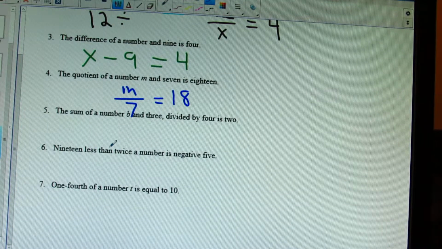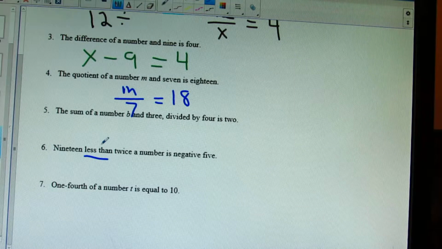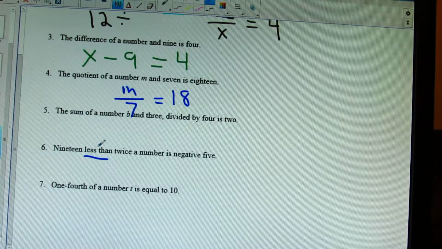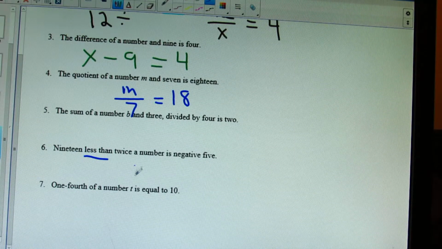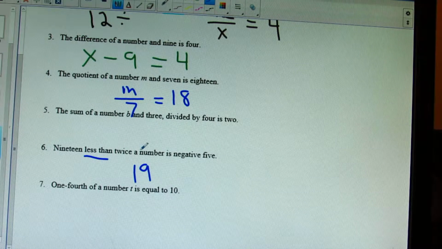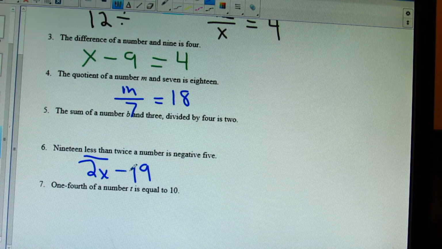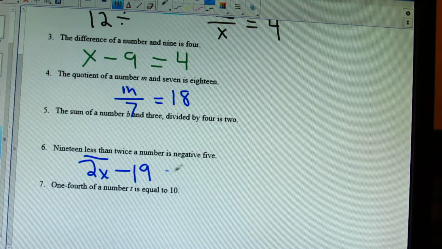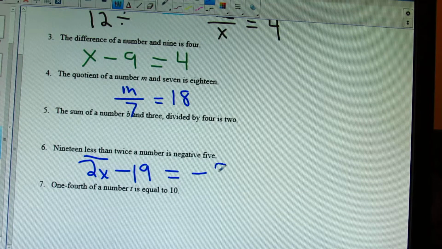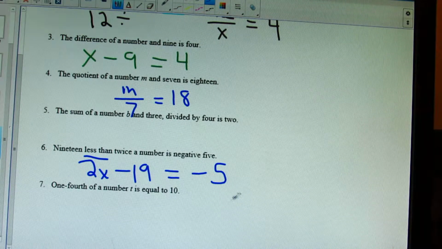19 less than. Less than is a tricky phrase. Less than means switch the order of the numbers. 19 is going to go last. 19 less than twice a number. Twice means 2 times a number, and less than means minus. 19 less than 2 times a number is -5. Big one. And the last one, 1/4 of a number.